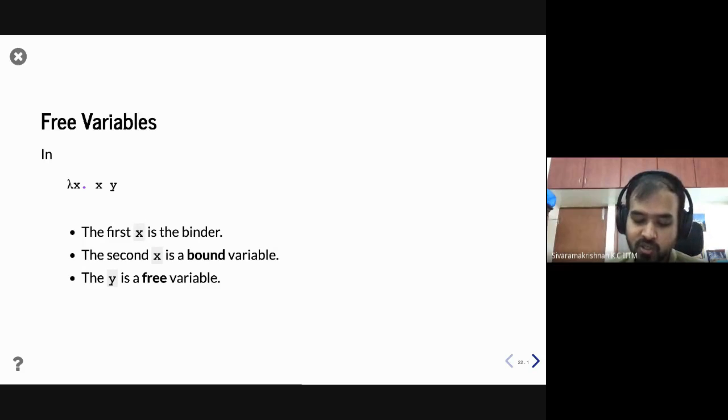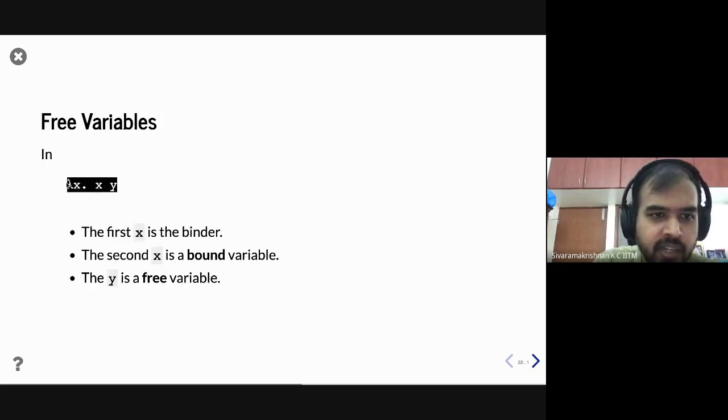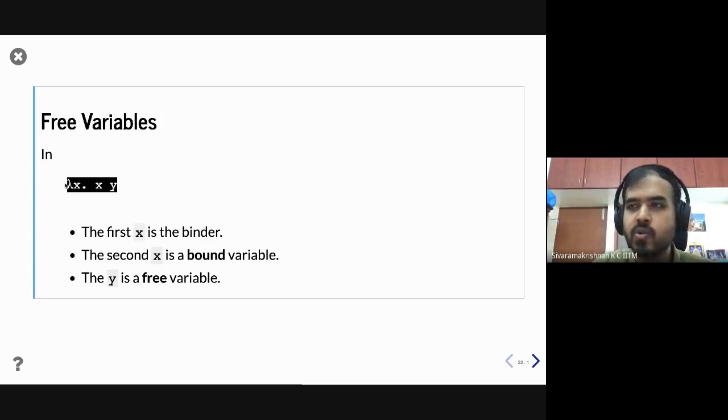So, free variables. We are seeing one more new concept here. We saw free variables when we talked about OCaml. I think I mentioned it exactly once. We will look at it much more rigorously here. Here's a lambda term. This lambda term has a lambda x, and then it applies x to this term y. This term y is not present in this particular term. It's not in scope.